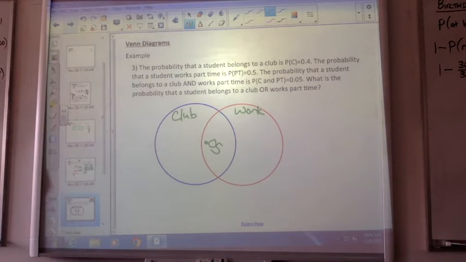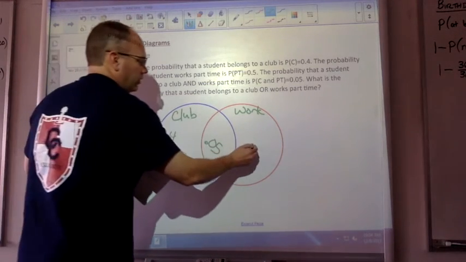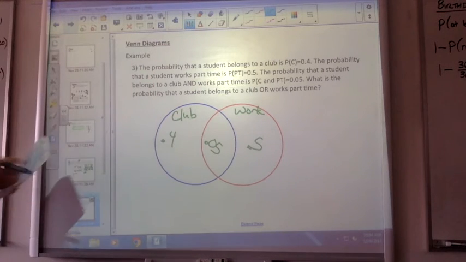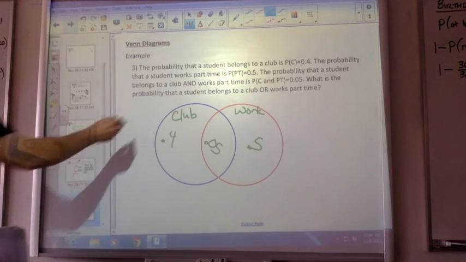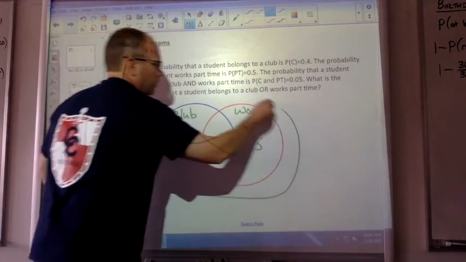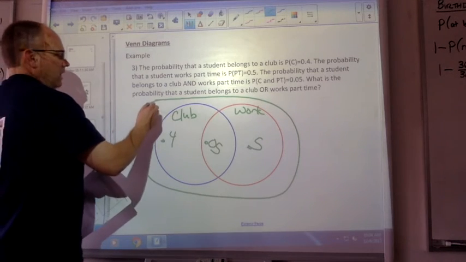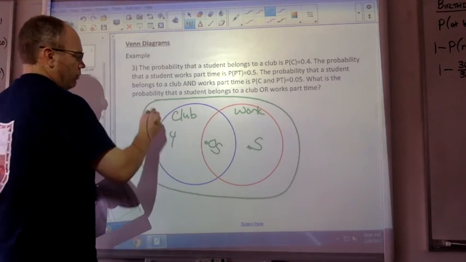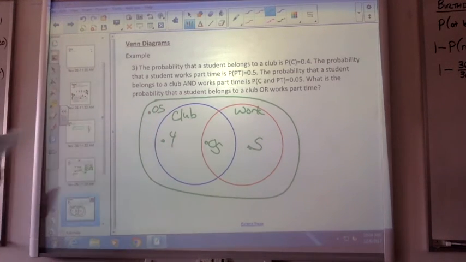So if I were to say the probability of being part of the club is here and part-time work is here. So if I add 0.4, 0.05, and 0.5 together, I come up with 0.95. What can we say about the other 5% of the population? What can we say about the rest of the population? Last 0.05 doesn't belong to anything.